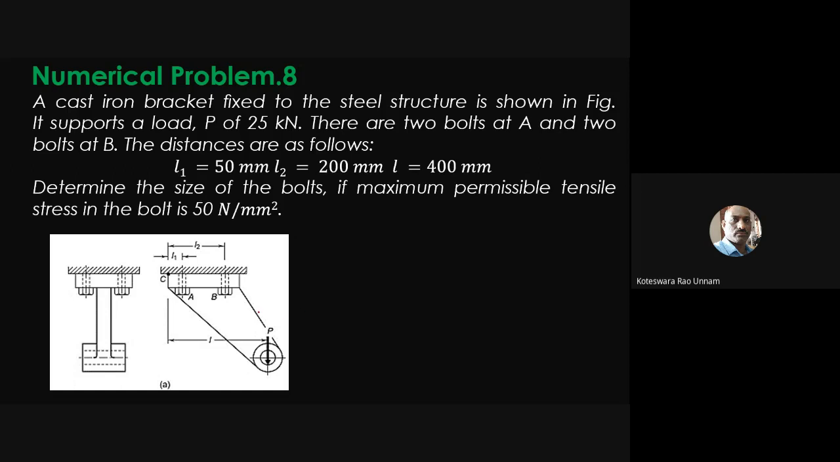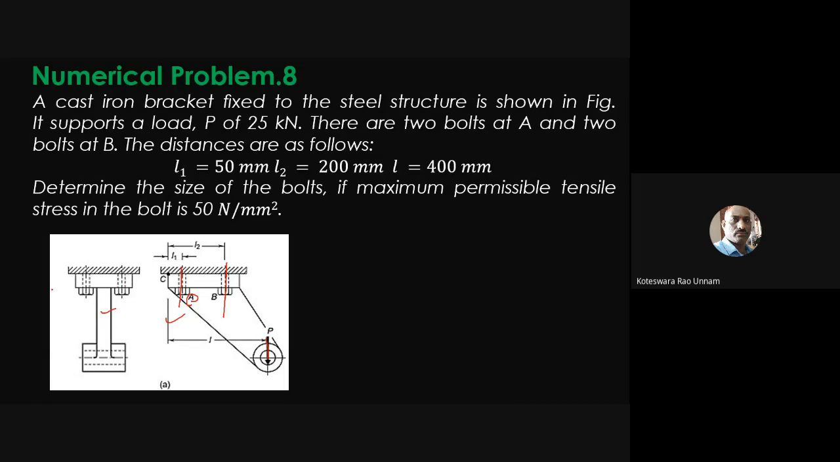So you can see from the diagram itself that it is subjected to an eccentric load which is parallel to the axis of the bolts. This is the axis of the bolt for bolt A. The load is parallel to this axis of bolt, and from these two views, this is one view and this is the other view, you can say it is the front view and this is the side view.